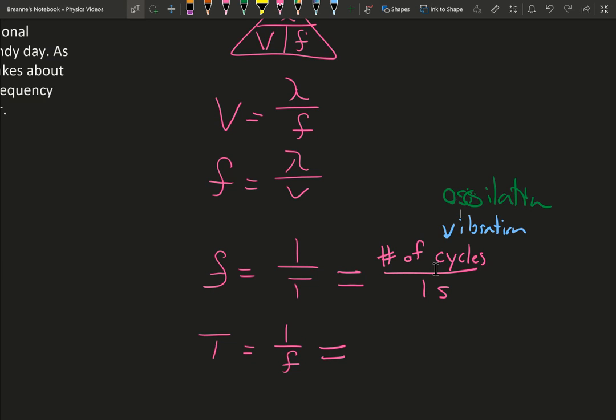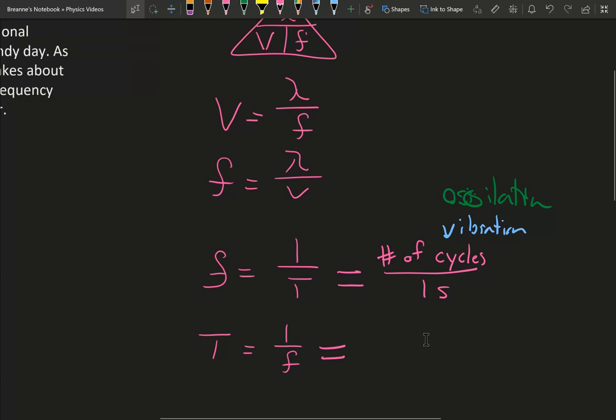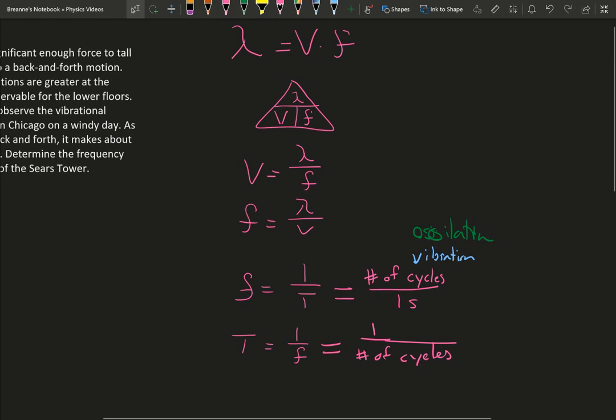And then since your period is just 1 over your frequency, you'll see that period is just 1 over, again, the number of cycles. So that's one way of looking at it. Oscillations, vibrations, cycles, all of those words are interchangeable.